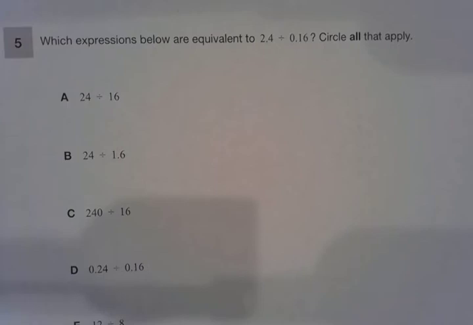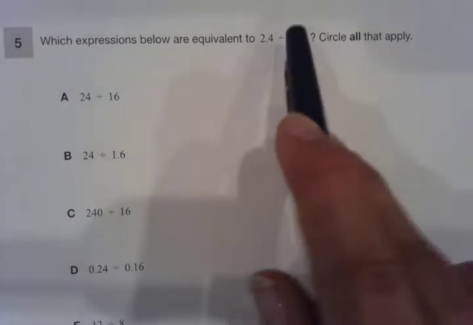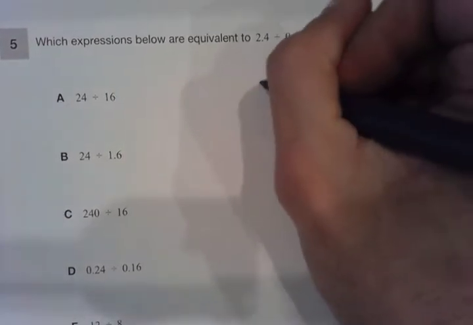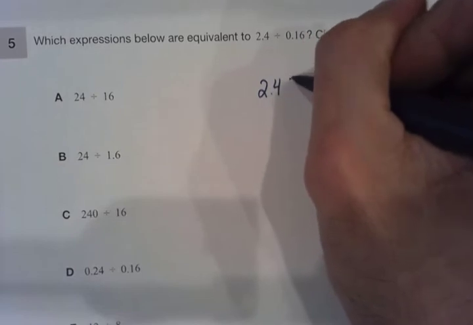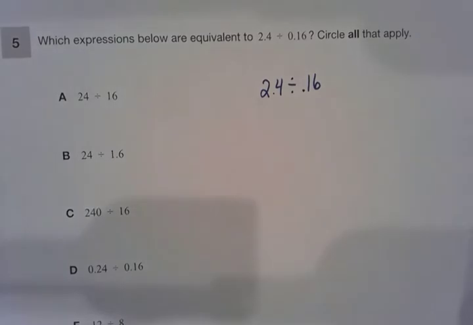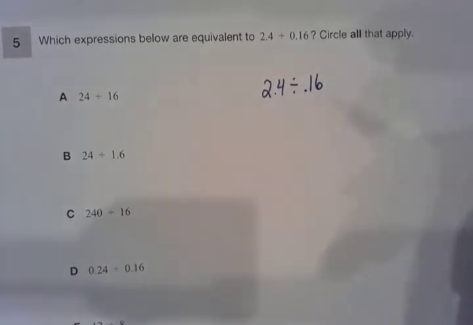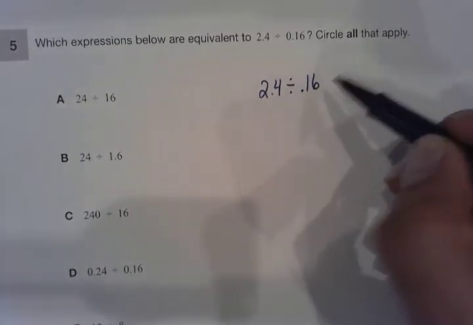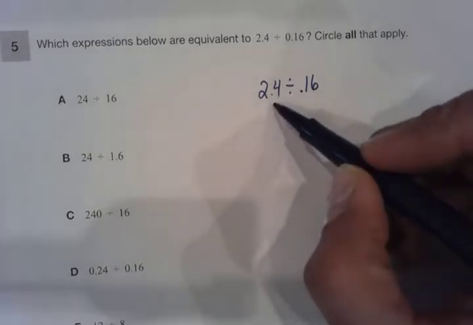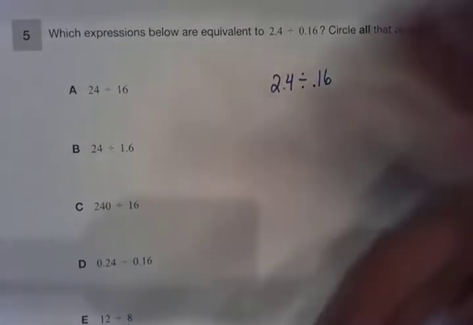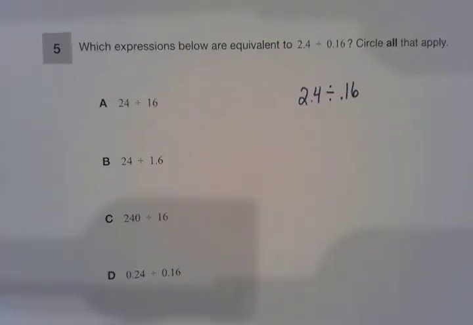Number 5. Which expressions below are equivalent to 2.4 divided by 0.16? Circle all that apply. So before we even look at our option choices, let's first figure out what 2.4 divided by 0.16 is. Once again, I'm not really good at figuring out how many times 0.16 goes into 2.4. So what I'm going to do, once again, is manipulate these numbers and make them into numbers that I do know how to do division for.